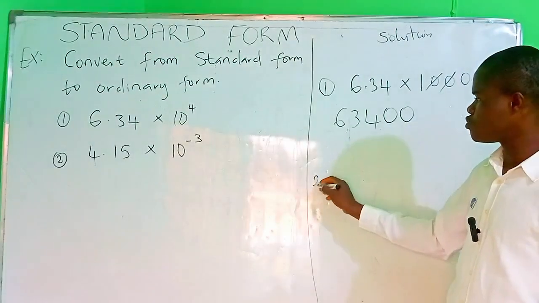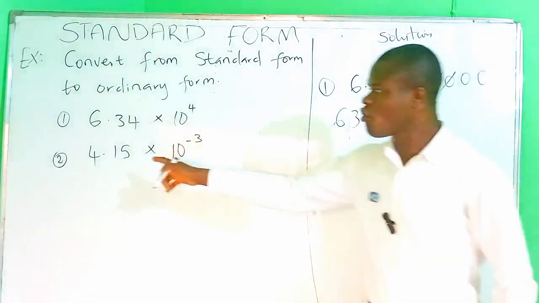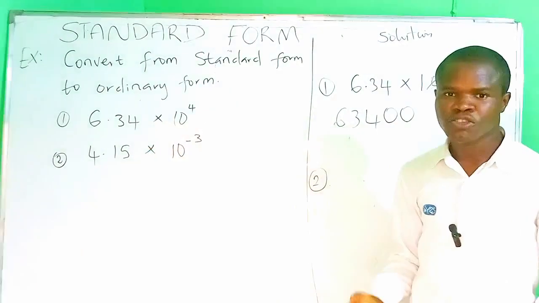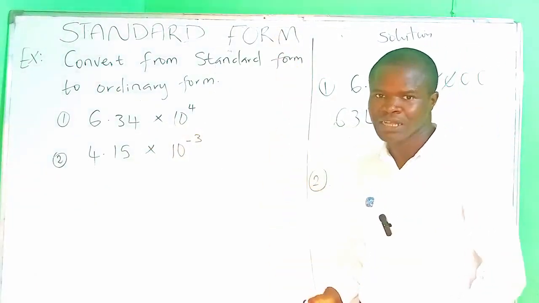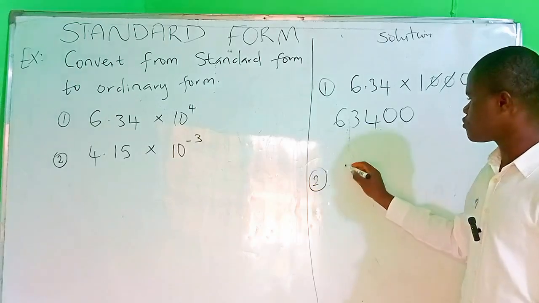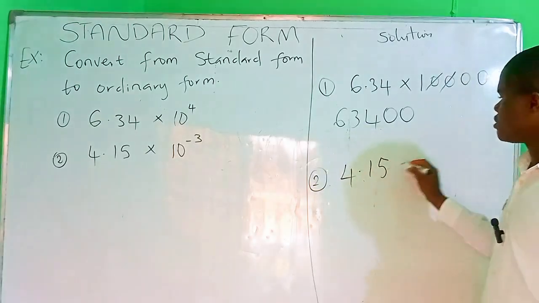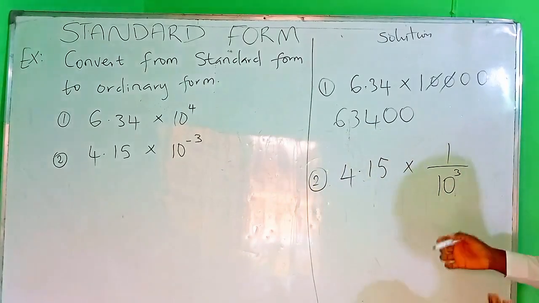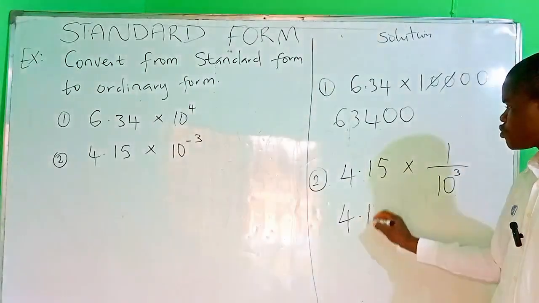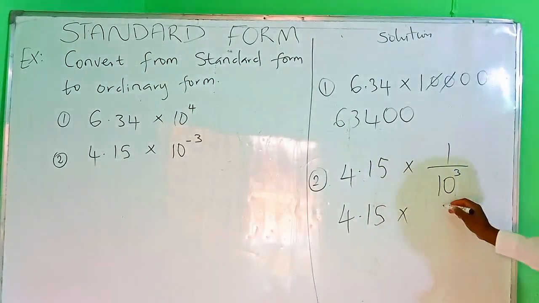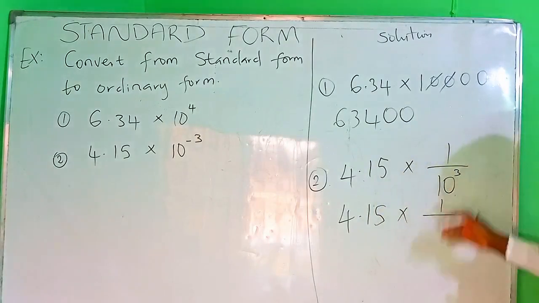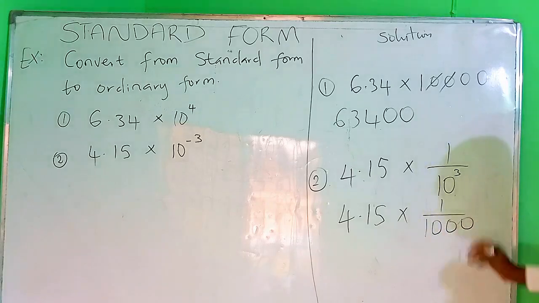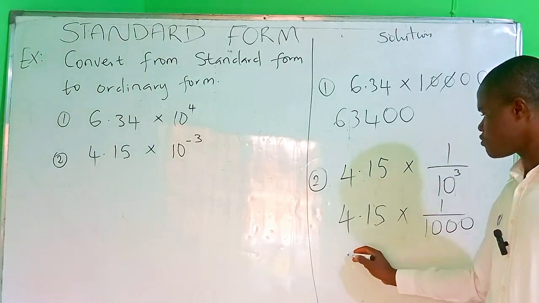So let's go to question number 2. We are given 4.15 times 10 raised to the power minus 3. Now, 10 raised to the power minus 3 simply means 1 over 10 raised to the power 3. So this becomes 4.15 times 1 over 10 raised to the power 3. 10 raised to the power 3 means 1 with 3 zeros, 1000.